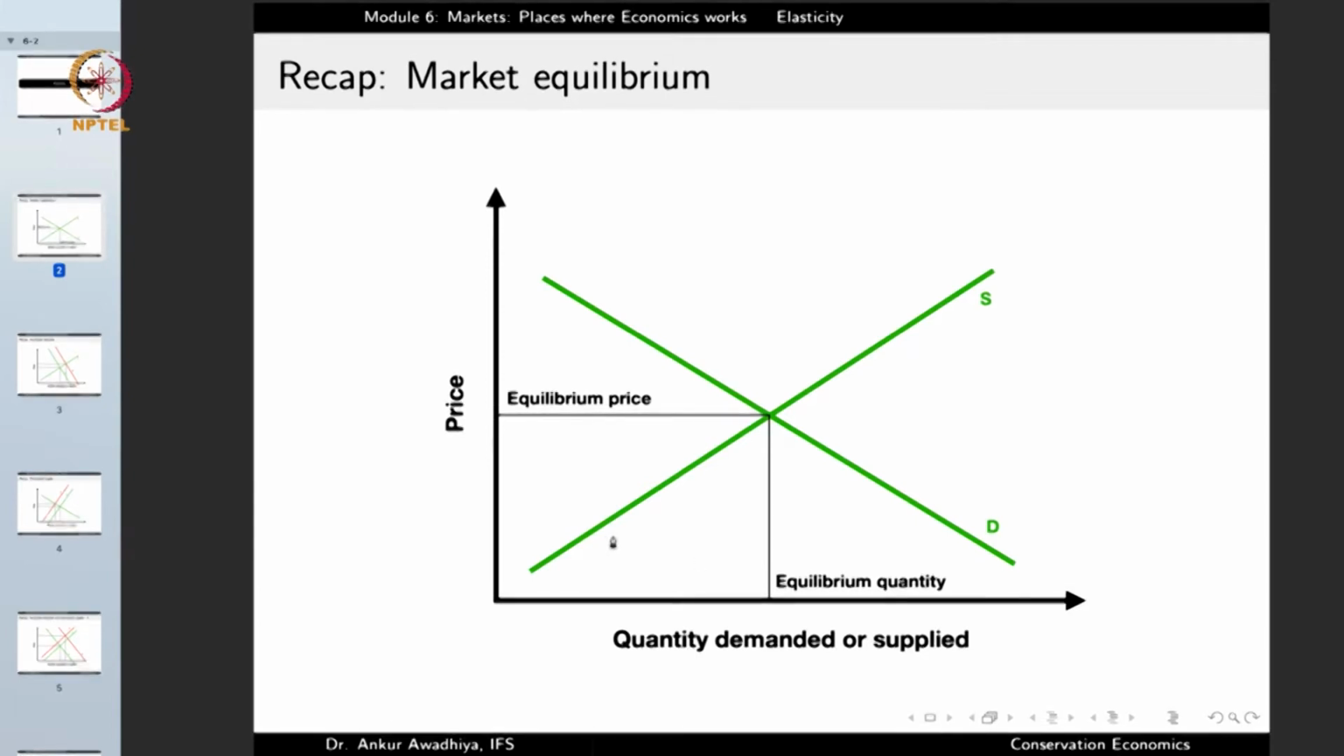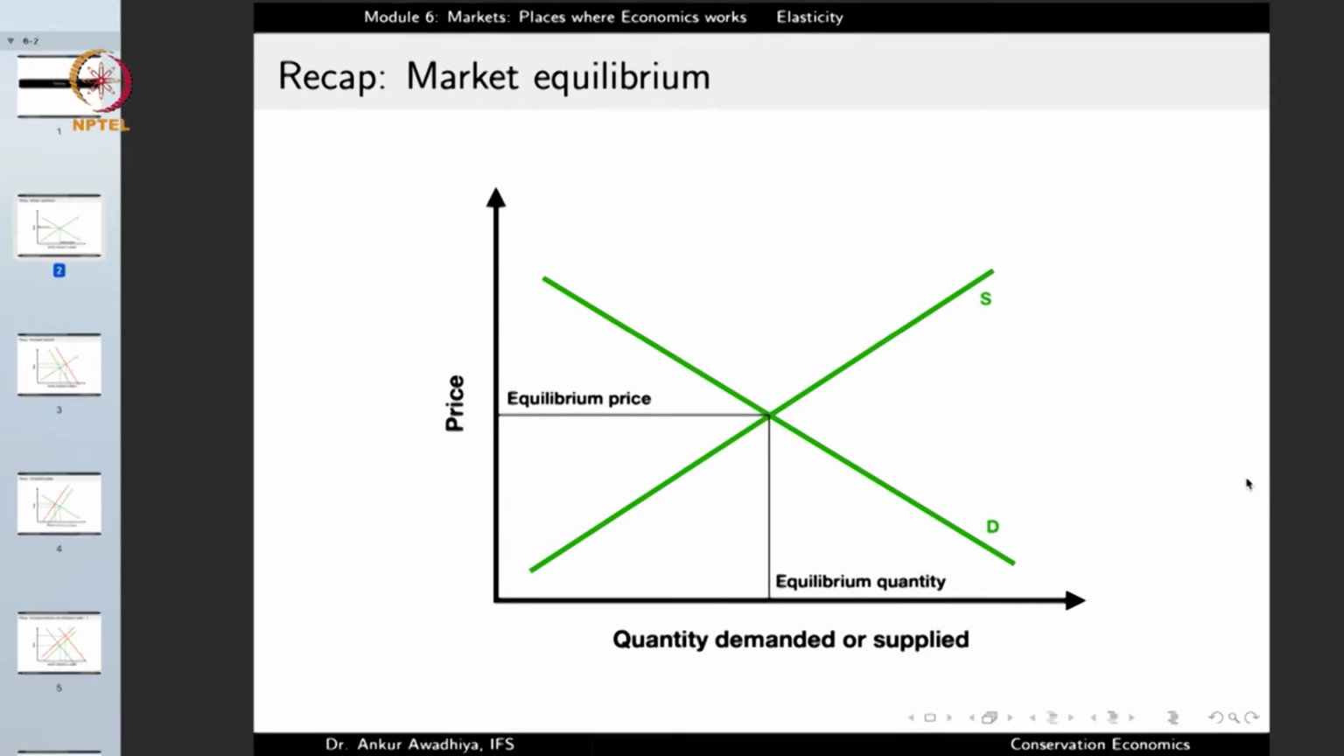On the other hand, the supply curve is sloping upwards because if there is an increase in price from this point to this point, then the quantity that is supplied increases. And when the demand and the supply curves intersect each other, we reach this point. The price that is defined by this point of intersection is known as the equilibrium price. And this is the price at which the quantity that is demanded is equal to the quantity that is supplied, which is the equilibrium quantity.